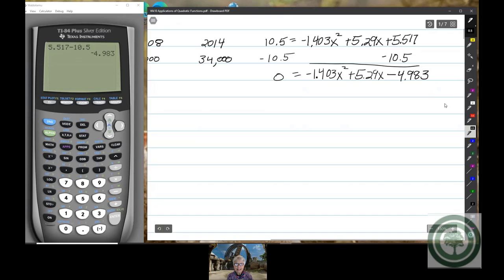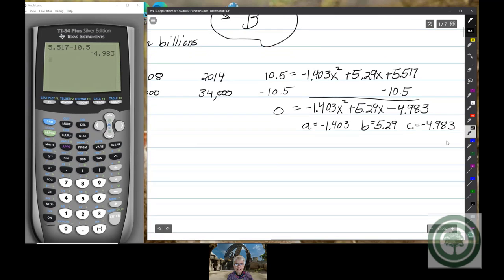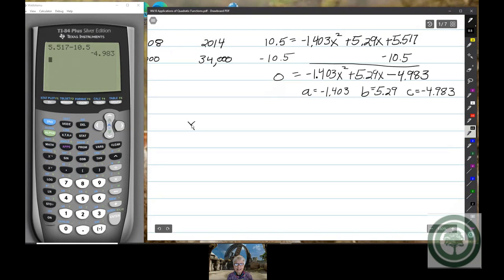I'm going to use the quadratic formula. A equals negative 1.403. B equals 5.29. And C equals negative 4.983. And before I do anything else, I'm going to go back up here, make sure I copied those correctly. Okay, and I did. Okay, so X equals negative B plus or minus the square root of B squared minus 4AC all over 2A.